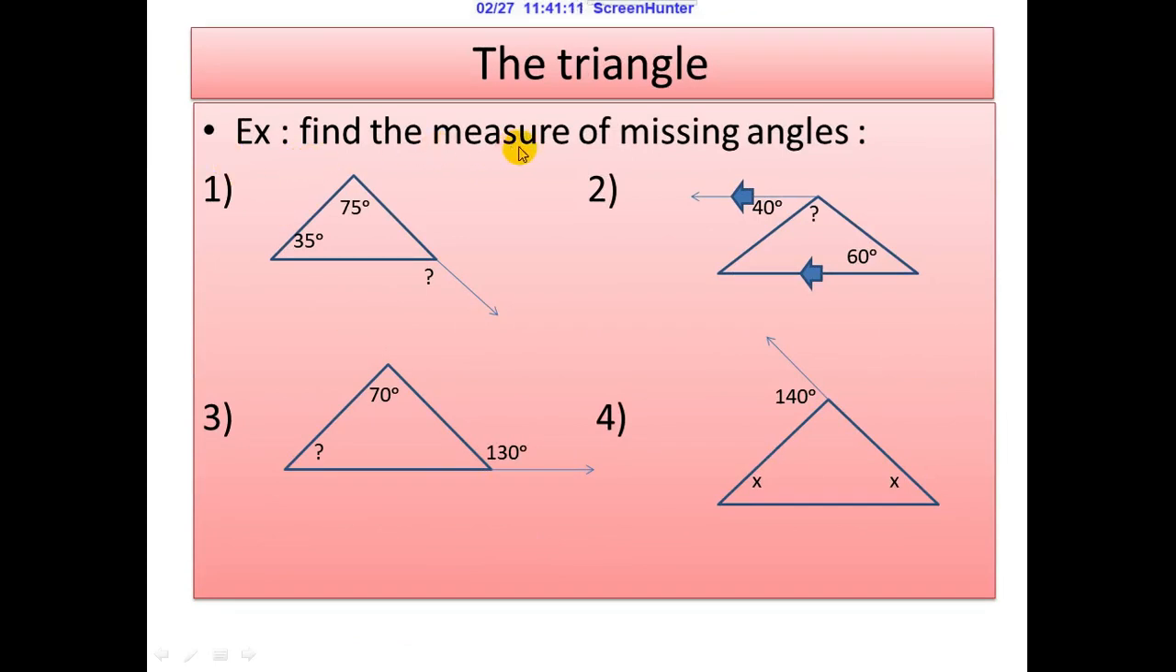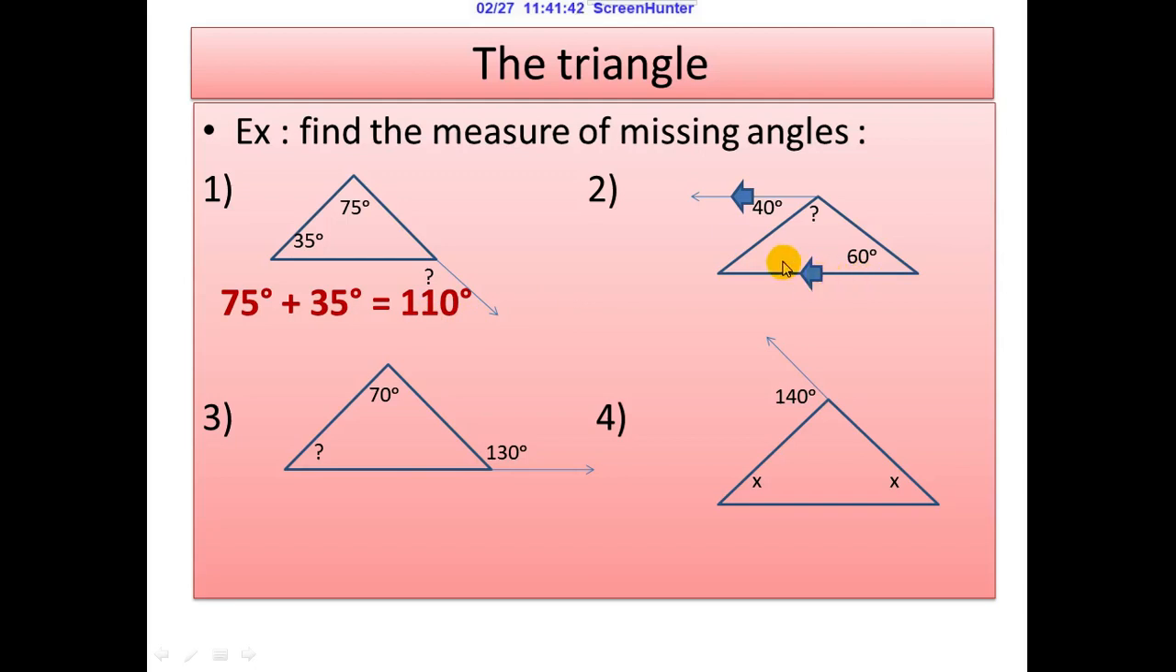Exercise. Find the measure of the missing angles. Here, it gave me a triangle. This angle equals 35 degrees and this angle equals 75 degrees, and it asked me to find this exterior angle. We have studied before that the measure of an exterior angle equals the sum of the two non-adjacent interior angles. It means it equals the sum of 35 and 75, like that. It will be equal to 110 degrees.